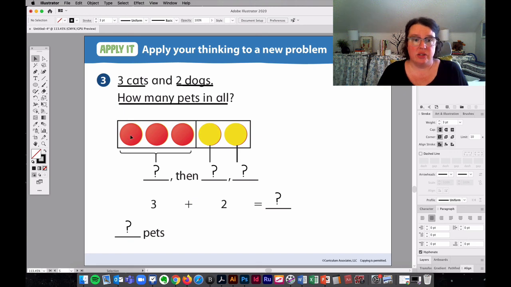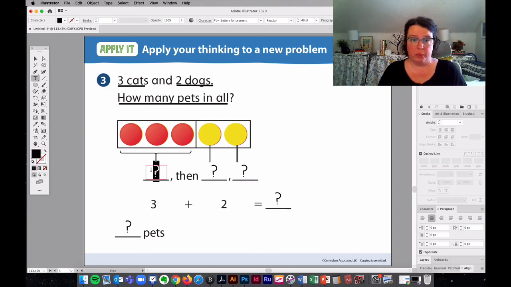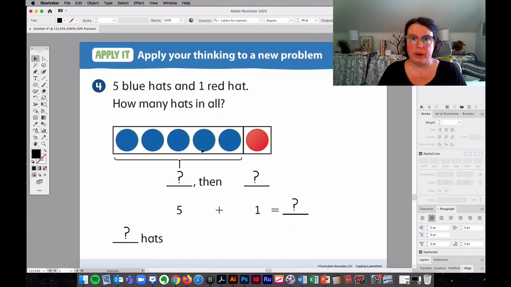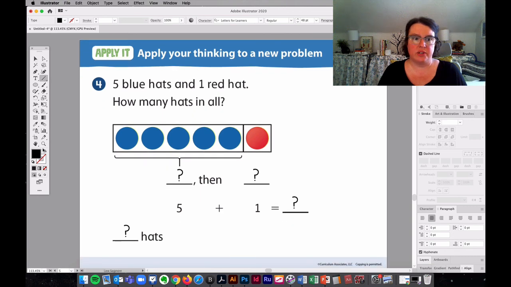The 3 cats down here are represented by the 3 red dots. So we're going to start with that group, 3. There are 3 in that group. 3, now I'm going to add on, I'm going to count on the next group, 3, 4, 5. So 3 plus 2 equals 5. There are 5 pets. Oh, another opportunity to practice. Let's do it one more time.